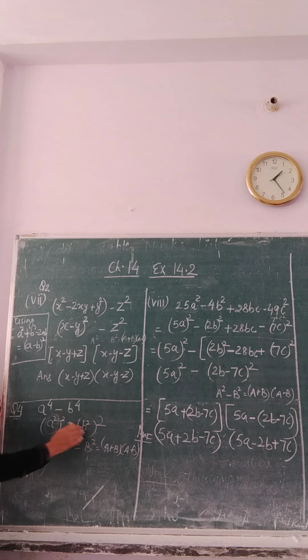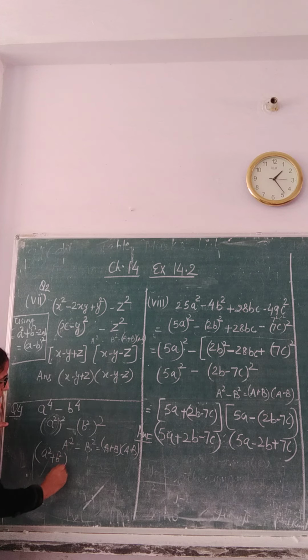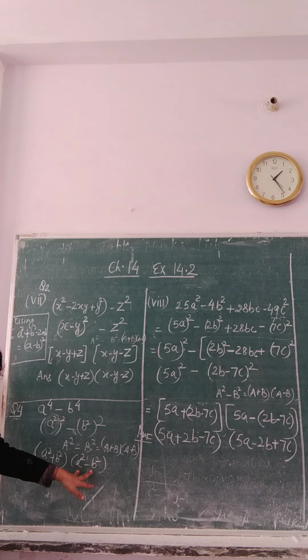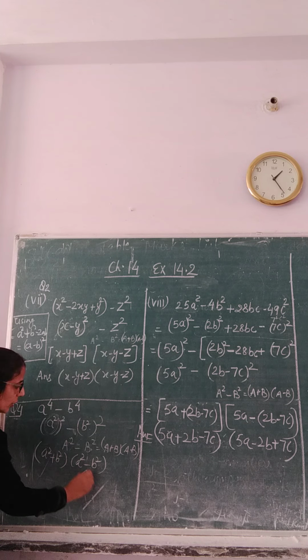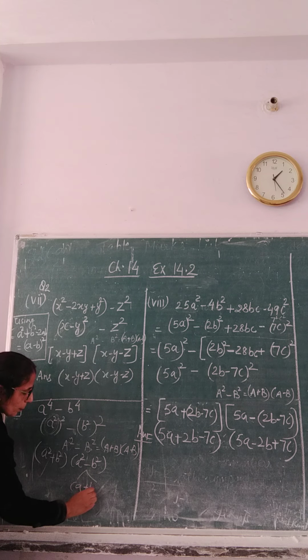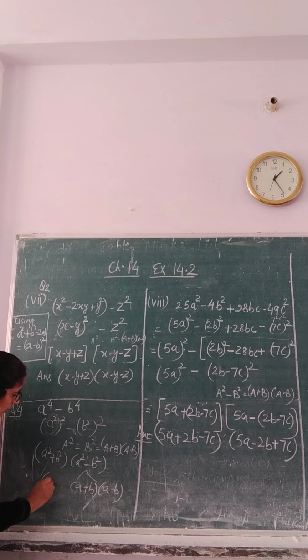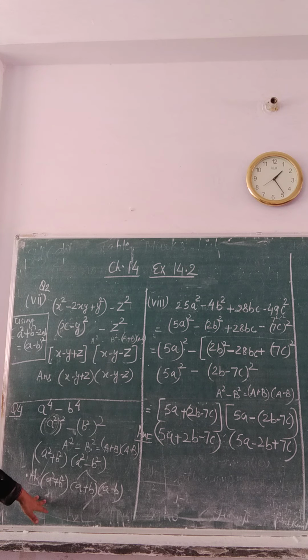We will put in brackets first a square plus b square, then a square minus b square. If it is a square minus b square, again there is a formula. This can be further split. A square minus b square can be written as a plus b into a minus b, and a square plus b square as such. So this is the answer. I think you have understood now.